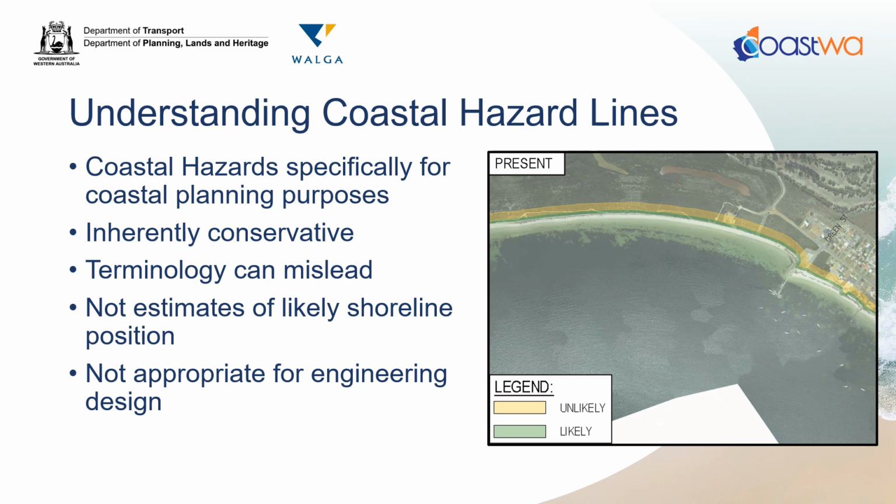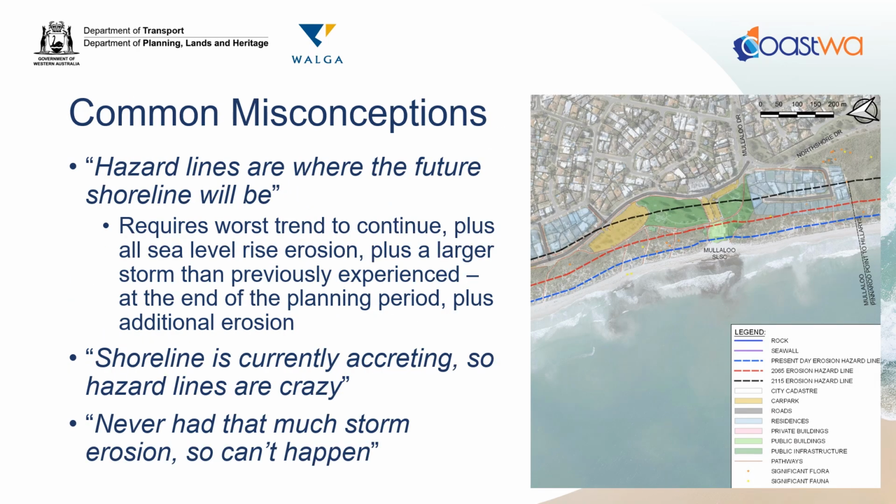They're not appropriate for engineering design. Again, they're not best estimates of where the shoreline will be. They're simply presenting areas which may be impacted. There's also cases where maps have been produced which say things such as likely and unlikely areas of coastal hazard. Again, these can be quite misleading as they typically have connotations with probabilities, which might not be the case in planning purposes. So some of those common misconceptions, as we just discussed, are that the hazard lines show or predict where the future shoreline will be. Now, this is not the case.